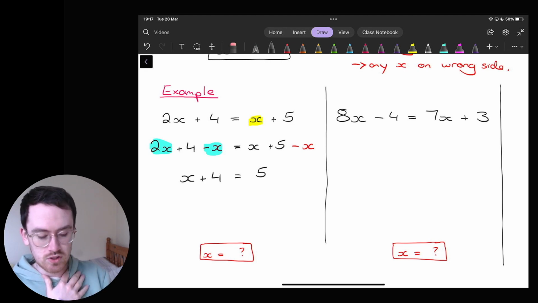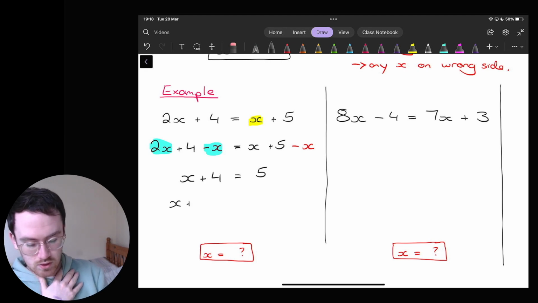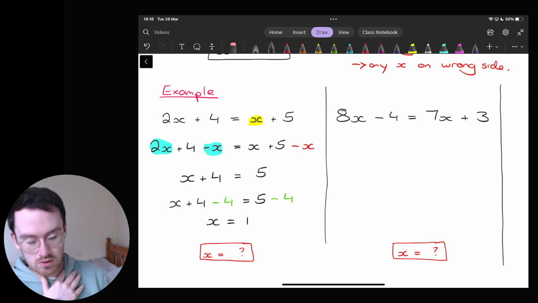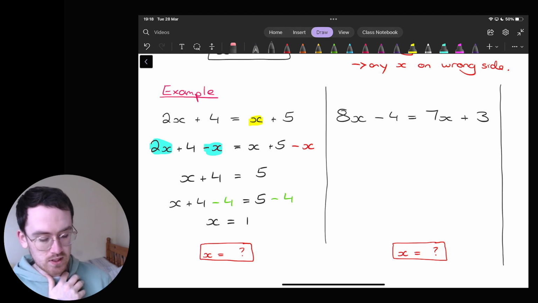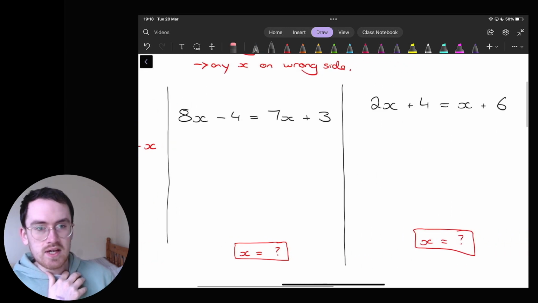Now we're back to the ones we're used to doing. I want to get rid of that 4, so the opposite of my plus 4 would be a minus 4. Same thing here with the 5: I'll get a minus 4 here. And I get that x is equal to 1. Okay, and that's me following it through. Perfect. Next part. Okay, let's do another example.